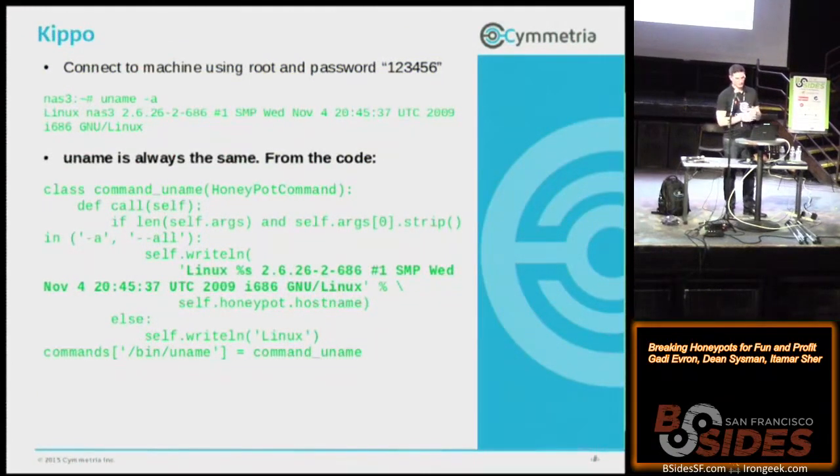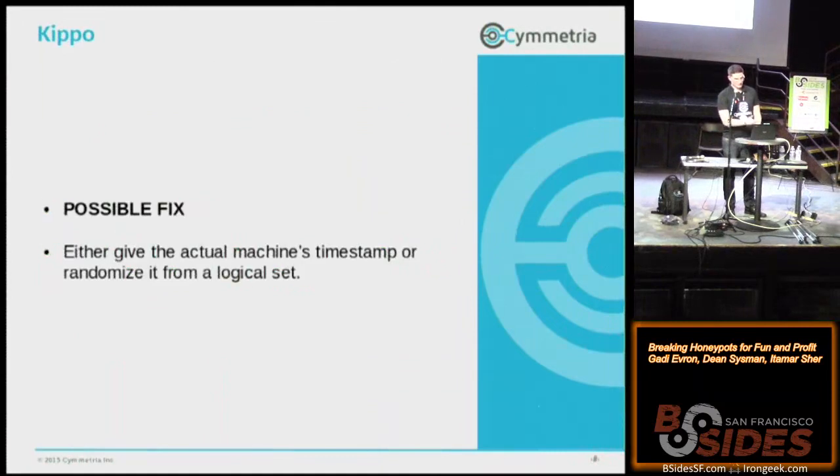So the way you connect to a Kipo machine is you just use the username root and the password 123456. But then if you write uname, the uname command, which tells you the banner for the operating system, it always gives the same result. And specifically what I'm showing here is from the source code of Kipo in Python. And what happens is that if you look up that uname, specifically that timestamp, in Google, what you get is a lot of Stack Overflow IT people who are saying, I'm trying to connect to this SSH machine in the network. It's acting really weird. I have no idea what's going on. Can somebody please explain what happened? Here are the details of the machine. Please help me. Right? So even unaware, non-security people, when they're using Kipo, they realize something is off. And specifically, this is a specific way of identifying it. A possible fix would be either to give the actual machine's timestamp or randomize it from a logical set. This is, by the way, the fix that Kipo actually did.